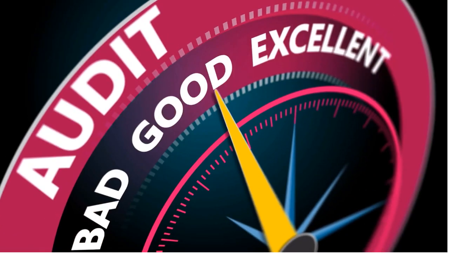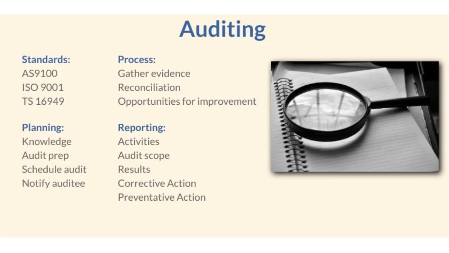Let's talk about everyone's favorite topic, auditing. Now, auditing isn't a bad thing. Auditing is just comparing what you're doing to standards like AS 9100, ISO 9001, or TS 16949. The process is gathering the evidence and doing a reconciliation against the standard compared to what you are actually doing at your company, and then identifying opportunities for improvement.